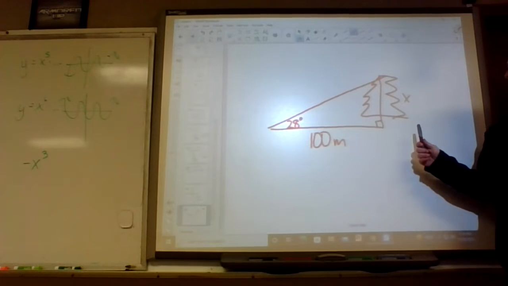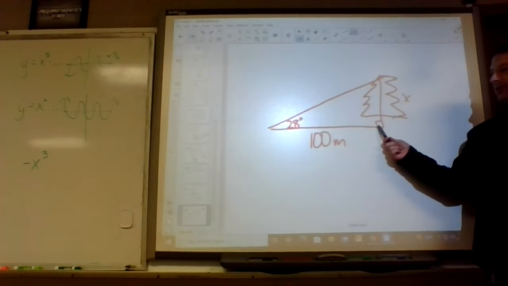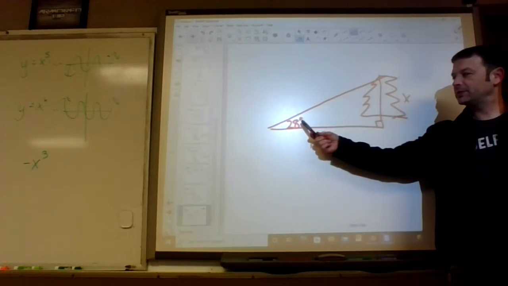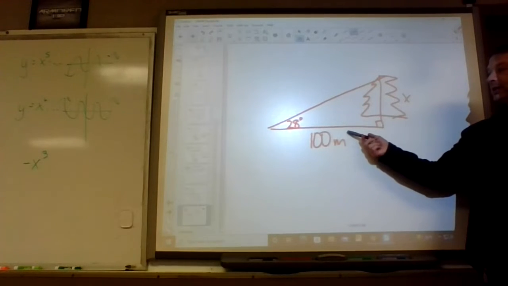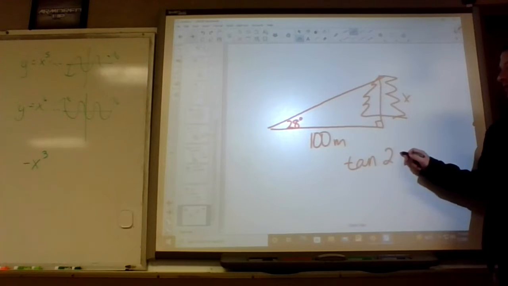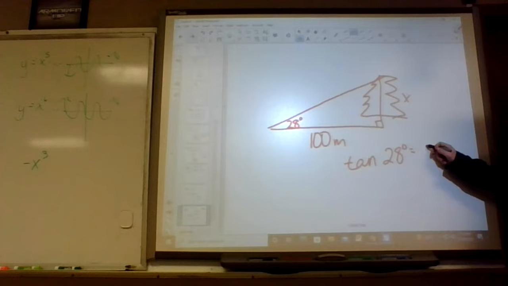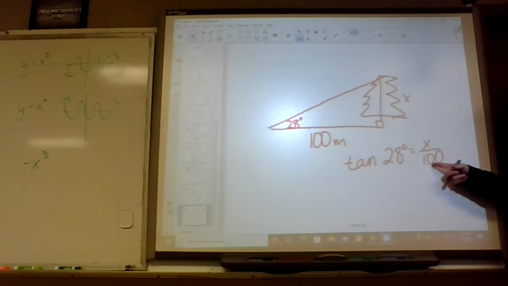Alright, relative to this angle, we got a right triangle here, because the tree goes straight up. So you can use basic SOHCAHTOA trigonometry. Relative to this angle, we have the opposite and adjacent. Which trig function deals with opposite and adjacent? Tangent. Tangent of 28 degrees equals opposite, x, over adjacent, 100. So it's tangent of 28 times 100 equals x. Since that 100 is on the bottom, you multiply by 100 to solve for x.